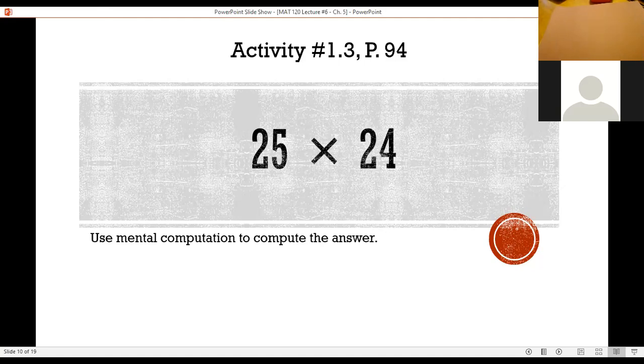Let's look at 25 times 24. Let's see how many different ideas we can come up with in mental math to get the answer to that. Let's start by at least knowing for sure what the actual answer is.